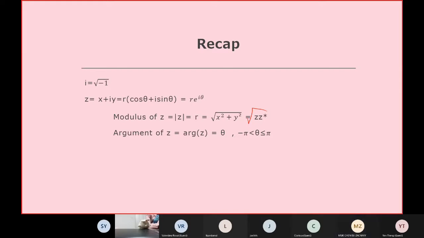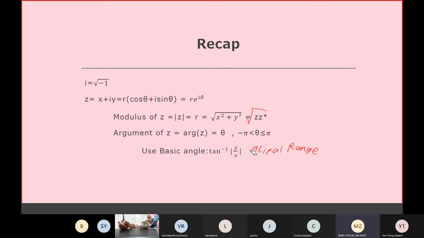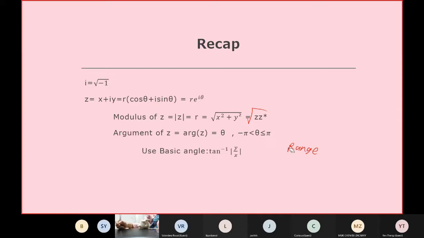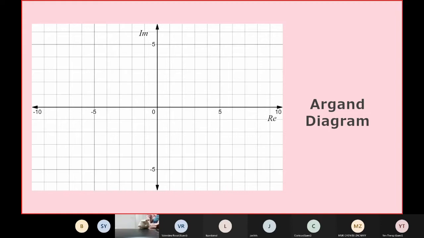Then you know that the principal range of our argument is minus pi to pi, inclusive of pi only. All right. But then again, I just want to emphasize this is a principal range. So if we see a complex number with an argument outside this range, let's say minus 4 pi over 3, then it is still a complex number. It's just that its argument is not in the principal range. All right. So to find the argument, we use the familiar idea of the basic angle. All right. So we also introduce the Argand diagram.